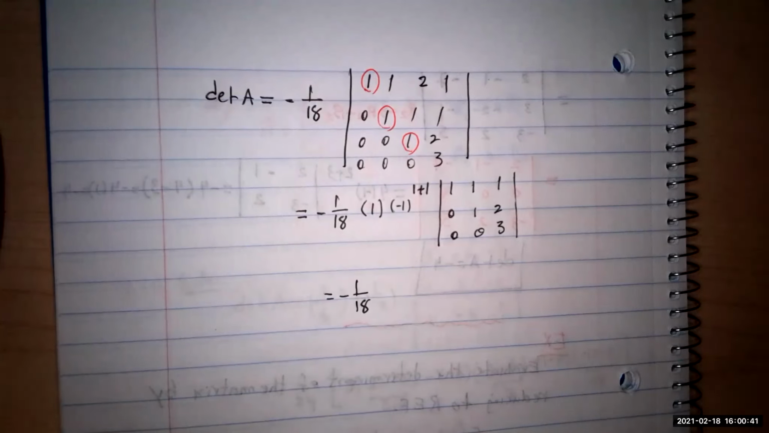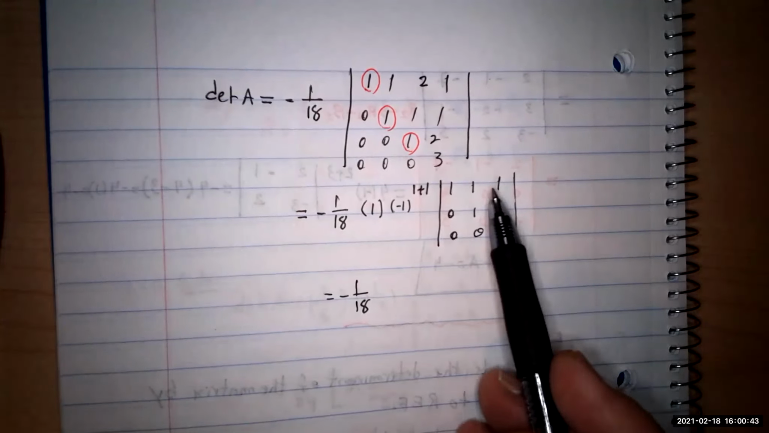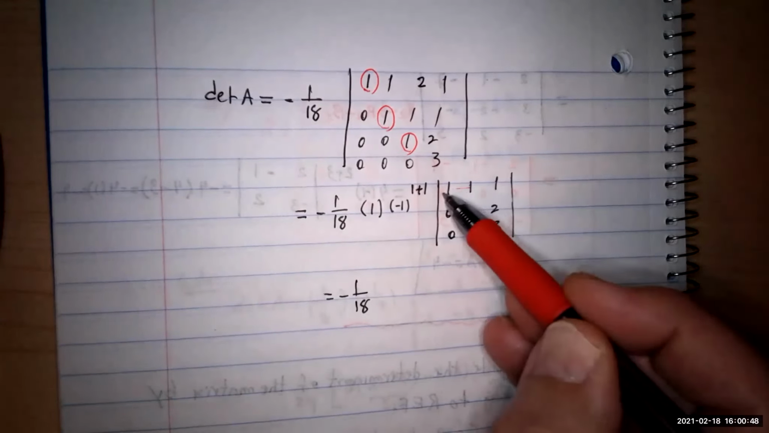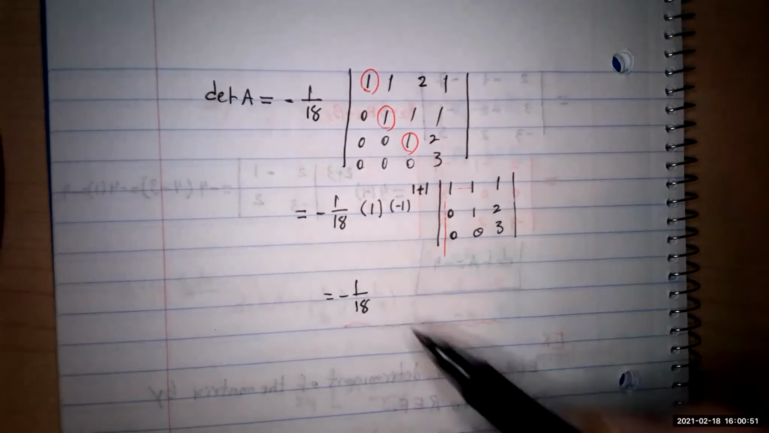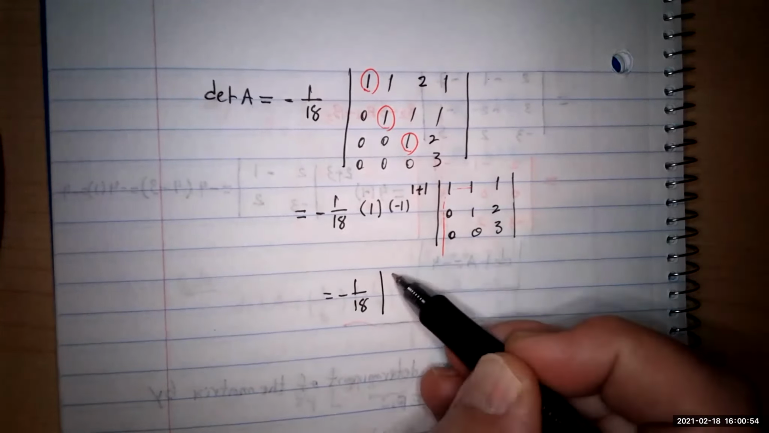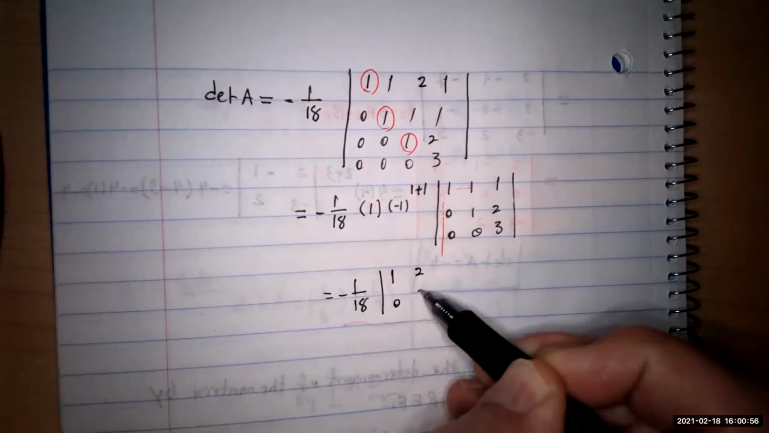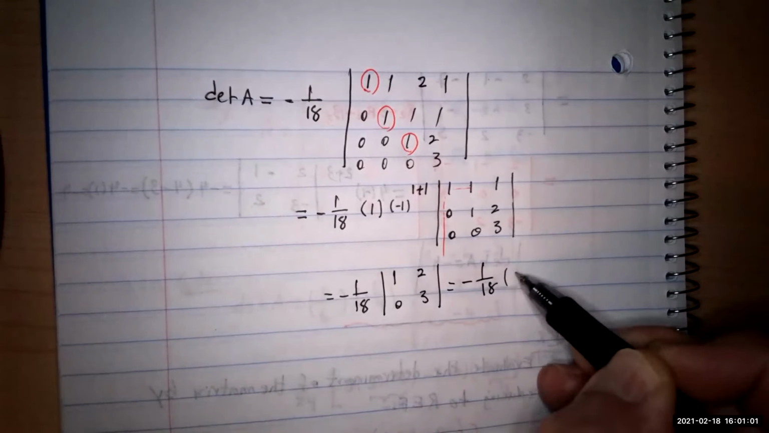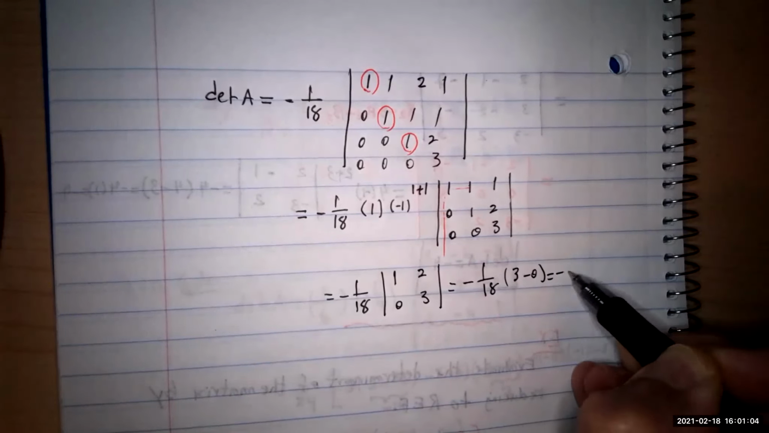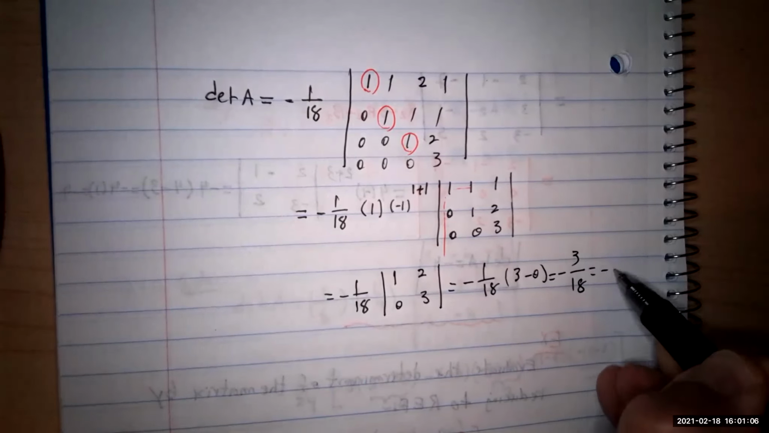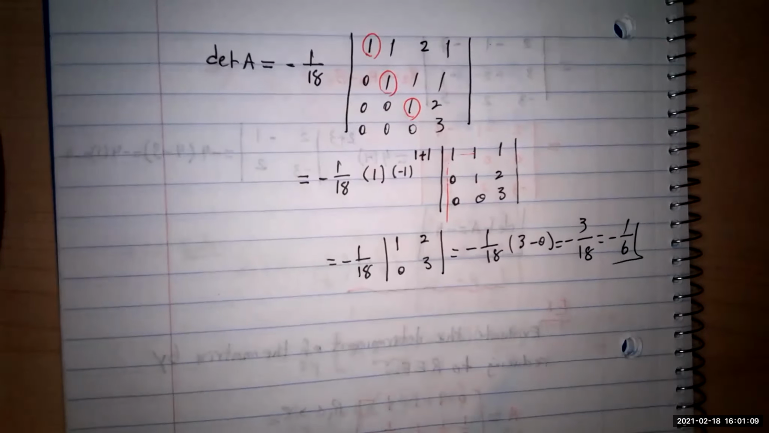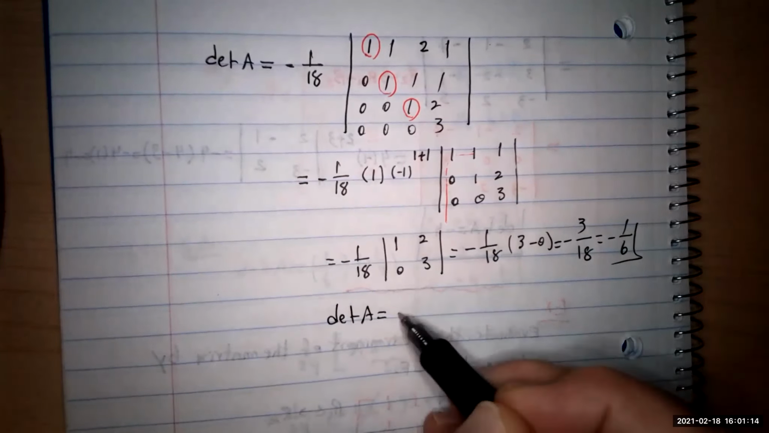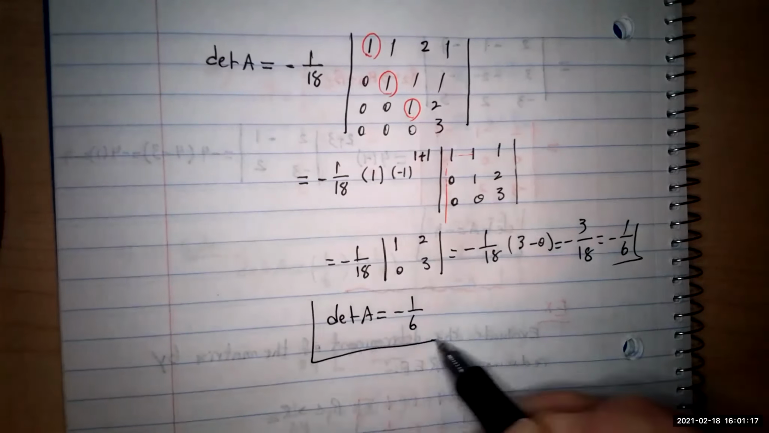Okay, if you eliminate again against this first row, so that gives you what? You see, you eliminated these two. The entry is just 1, and the resulting matrix is going to be 1, 2, 0, 3. So that's going to be negative 1 over 18. Cross multiply, that gives you 3 minus 0, negative 3 over 18, which is negative 1 over 6. Okay, so the determinant of the original matrix is negative 1 over 6.